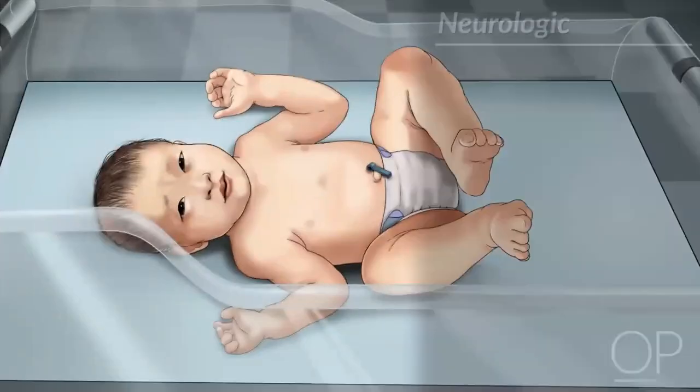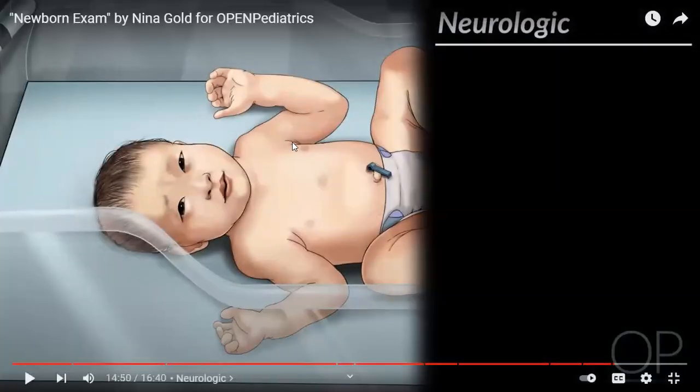Neurologic. The baby's mental status. So, in case of neurological defect, there are a variety of neurological disorders a baby can be born with. These may cause symptoms like decreased level of consciousness, abnormal movement, feeding difficulty, change of body temperature, or rapid change in head size or a tense soft spot.